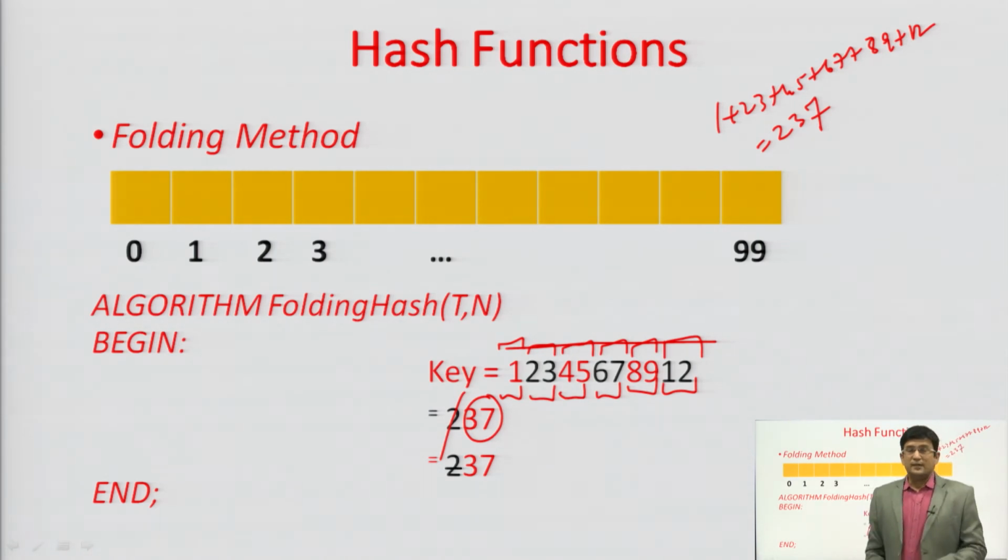I leave the algorithm for you to write. This will be a very simple algorithm. You will just be dividing this number repeatedly by 100.